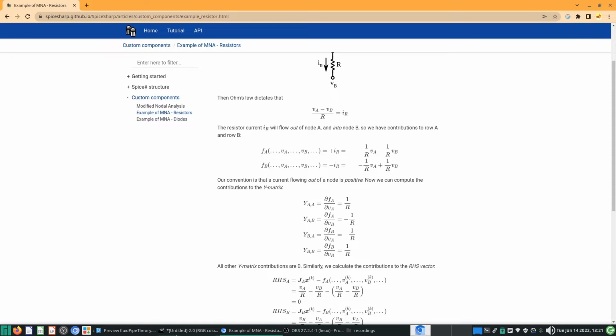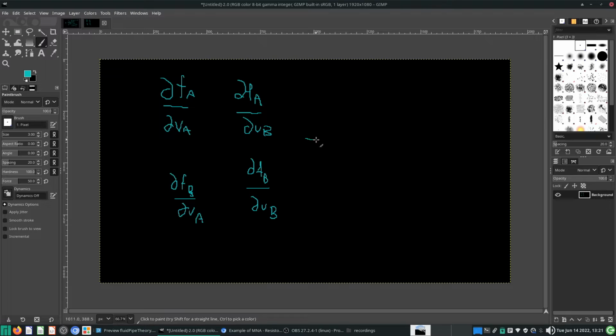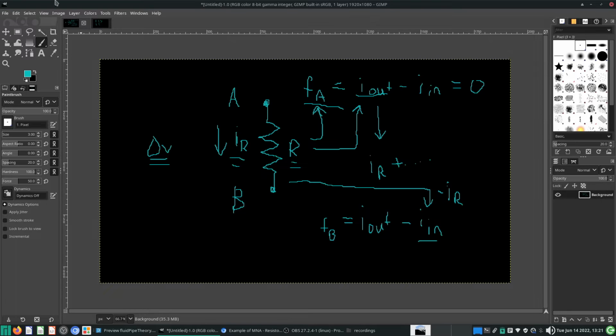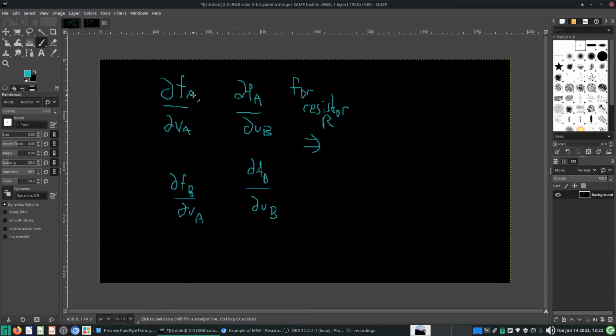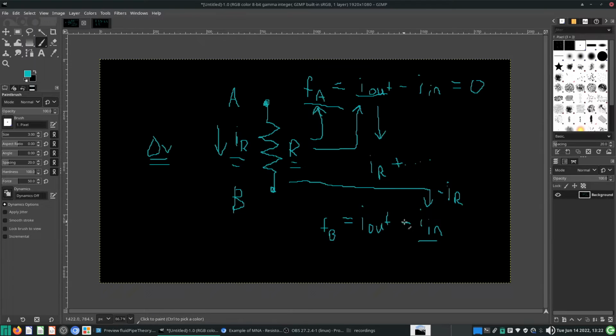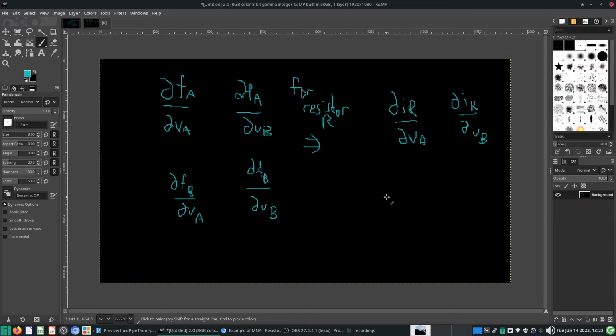So what exactly is del FA del VA for this resistor? For resistor R, the only thing we actually have to care about is the IR term. So the contribution to del FA del VA for this resistor R will be equal to del IR del VA, and likewise del IR del VB. I skipped ahead a little bit. Of course we do the same for the bottom, except we have a sign change, because this IR is now negative. So I have to put a negative in front and basically do the same things. So here's where I am. The last two terms at the bottom are minus del IR del VA and minus del IR del VB.